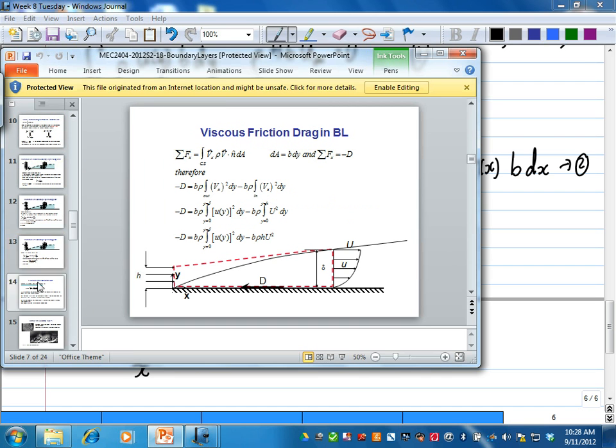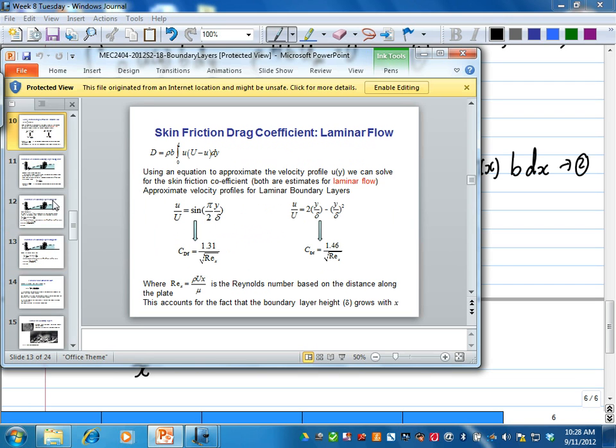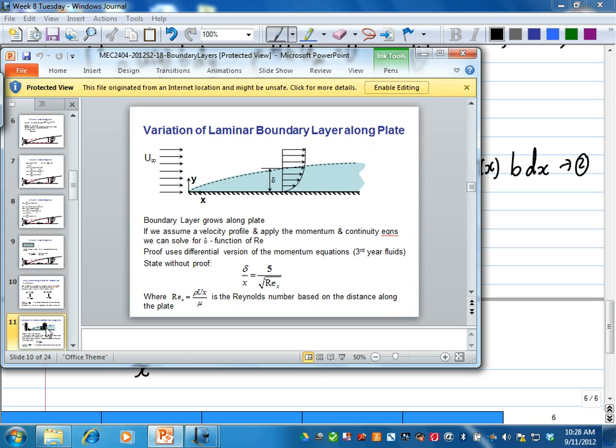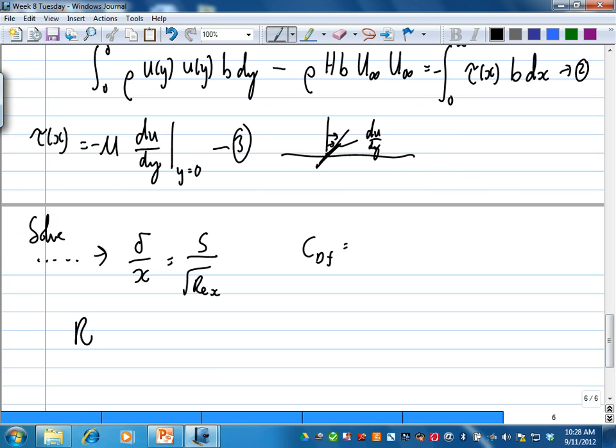Okay, let's skip all this. Del over x is 5 over square root of Re_x. In this case, Re_x is a non-dimensionalized parameter with respect to x, equal to rho V x over mu. Alright?